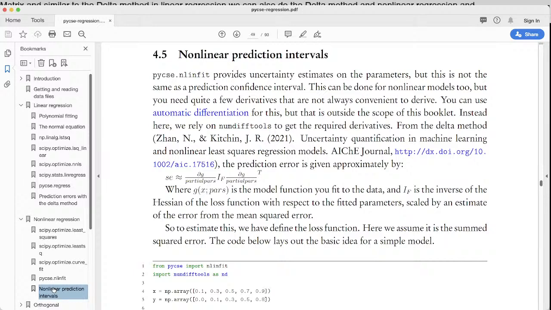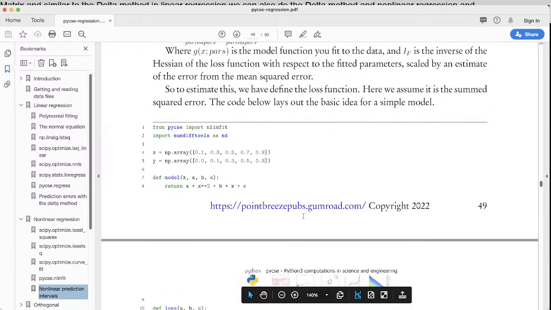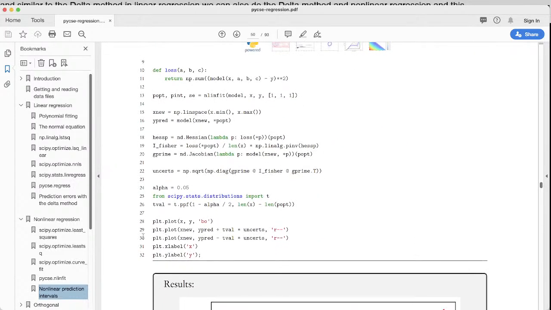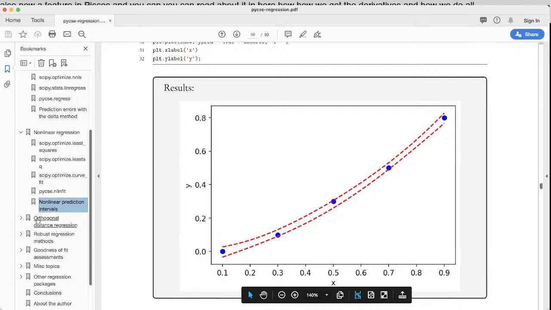And this is also now a feature in PyCSE, and you can read about it in here, how we get the derivatives and how we do all of the analysis, but it ends up giving us the same thing. All right, those are the two main ways people do regression.